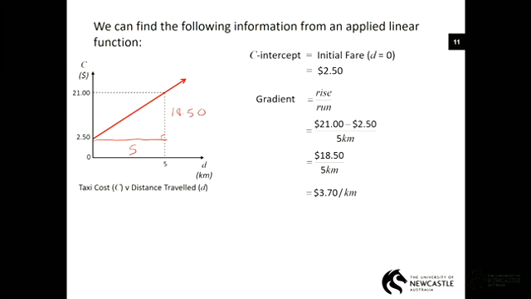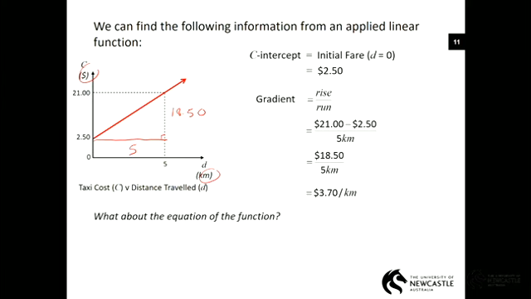When you're doing these, you don't have to include the units in there. If you just want to put the numbers in and call it 3.7, as long as if it's asking what the gradient means, you say dollars per kilometre. So he's charging me $2.50 to get in, but $3.70 per kilometre after that, okay?